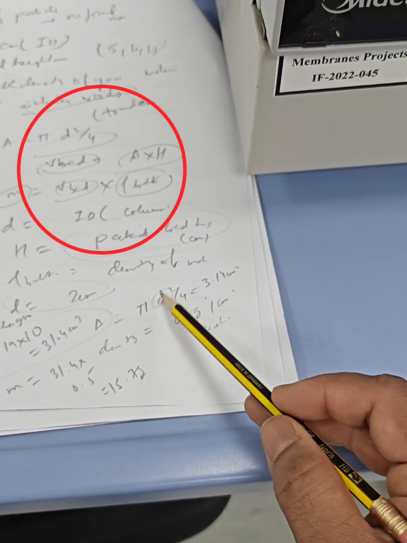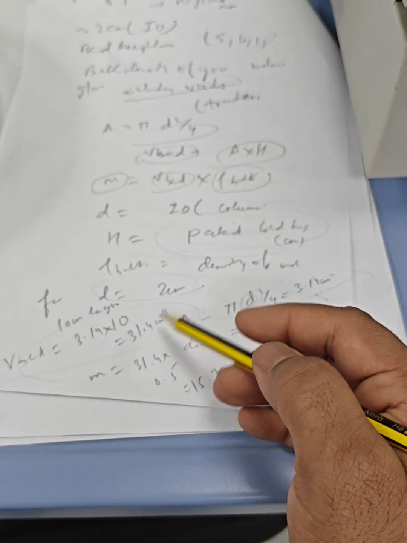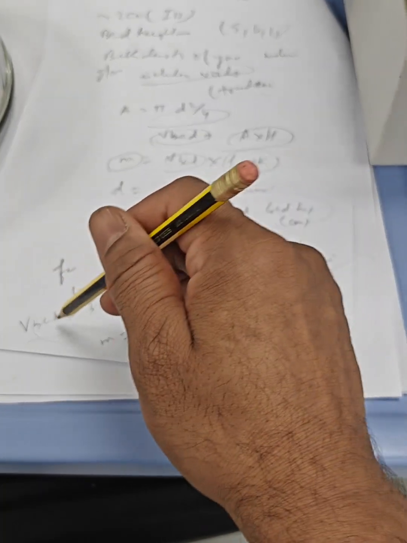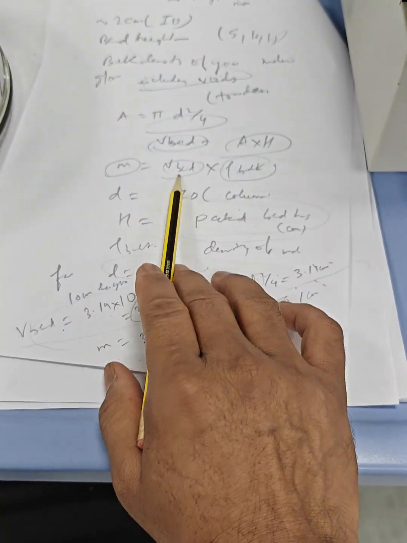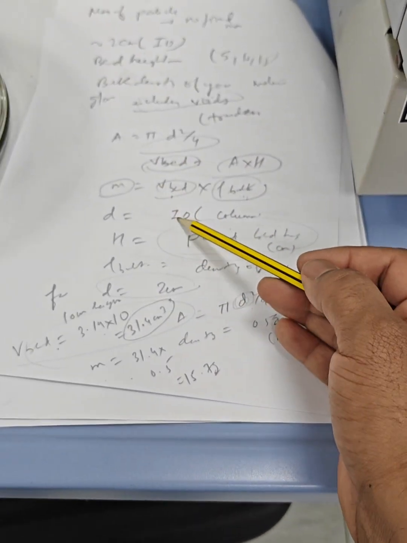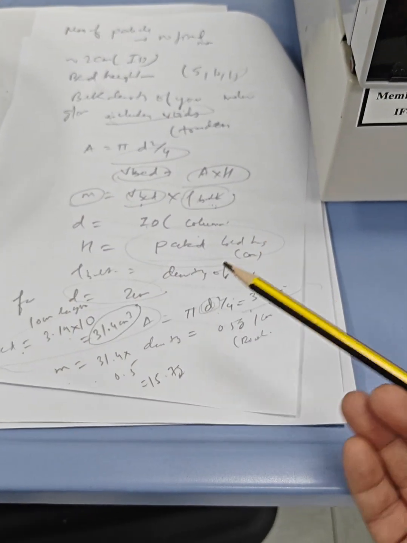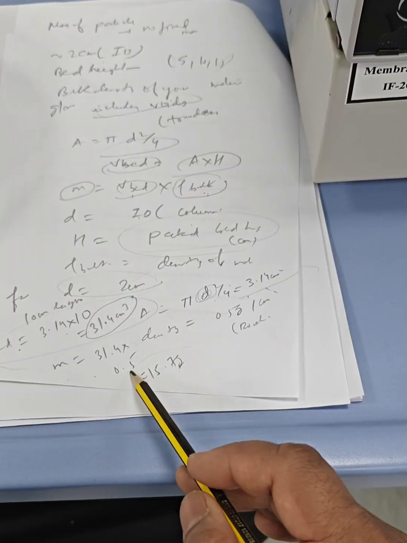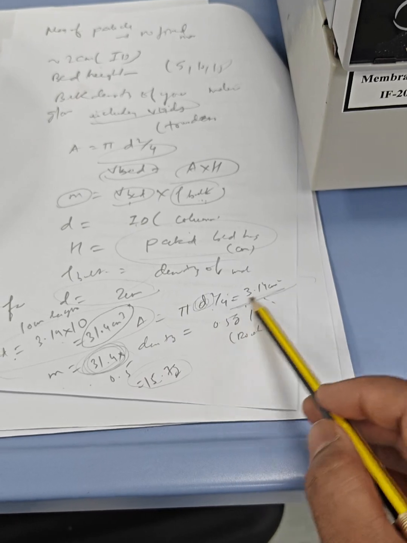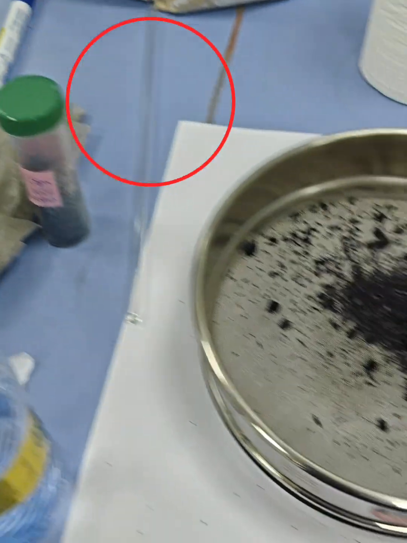Now for internal diameter 2 centimeter, before calculating the volume we should know the area, pi d square by 4, which is equal to 3.14 centimeter square. So the volume of the bed is equal to 3.14 into 10, which is equal to 31.4 centimeter cube. First of all area, then the volume of the bed, then mass. Mass is equal to volume of the bed into rho bulk. With bulk density 0.5 and bed height 10 centimeter, the mass will be 15.7 gram. Now let us see how much mass we are going to add in the column using the weight balance.